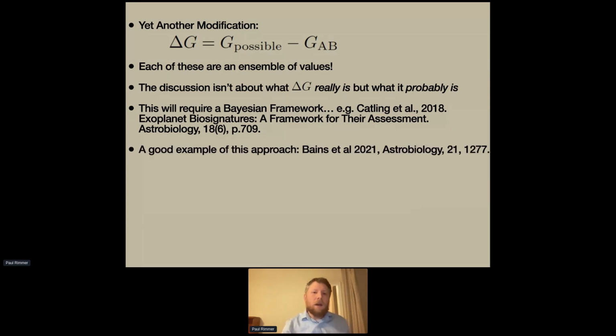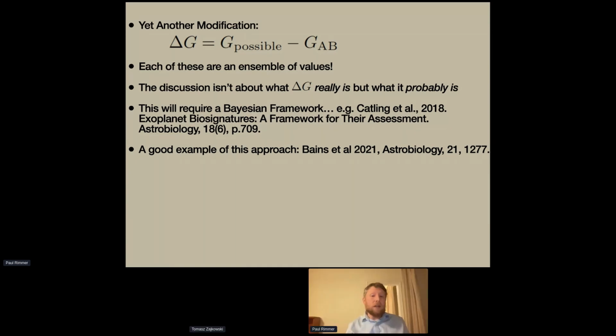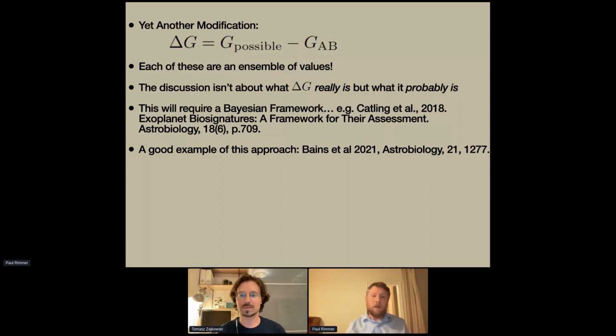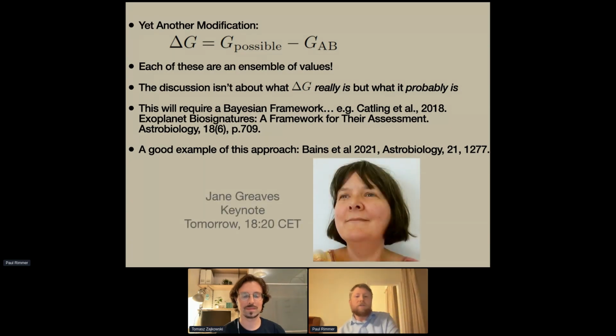I think a good example of this approach, although this approach doesn't really look at the Gibbs free energies directly, it still takes, I would say, a conceptually related approach. And this is Baines et al. 2021, their astrobiology paper, which is looking at phosphine in the atmosphere of Venus. Jane Greaves, you're very, very fortunate to have her here to give a keynote talk tomorrow at 6:20 p.m. Central European time.